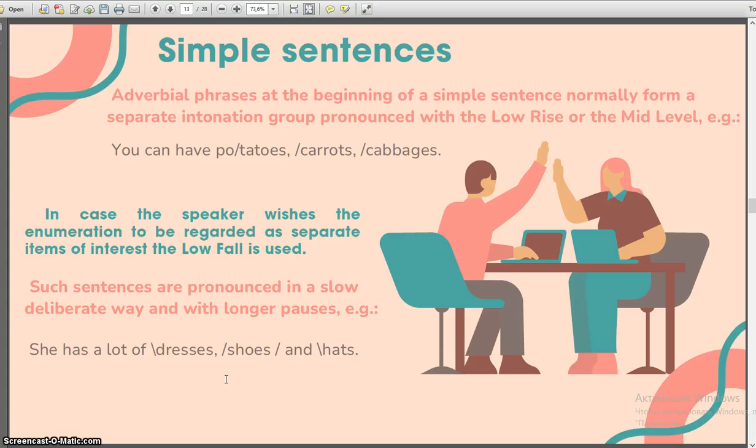In case the speaker wishes the enumeration to be regarded as a separate point of interest, the low fall is used. Such sentences are pronounced in a slow, deliberate way with longer pauses. For example: She has a lot of dresses, shoes, and hats.